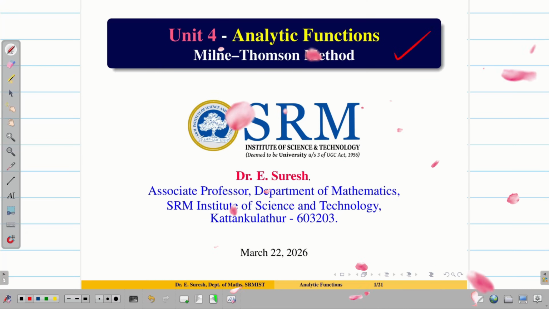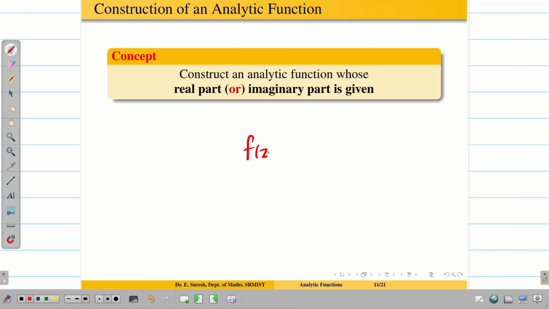Dear students, welcome to the session on Milne Thomson's method. In this session, we are going to construct an analytic function f of z. Either the real part or the imaginary part is given in the problem. Sometimes the real part will be given to us. We have to find the imaginary part and vice versa.